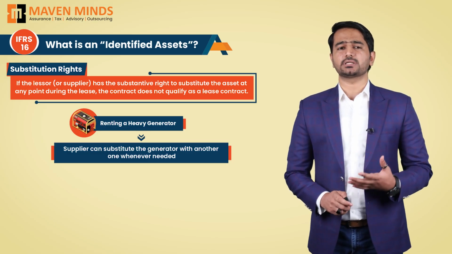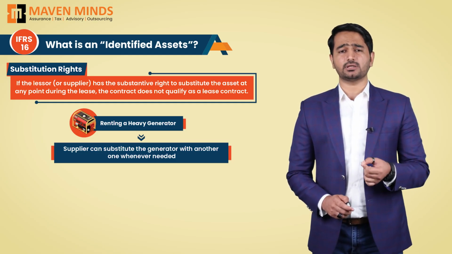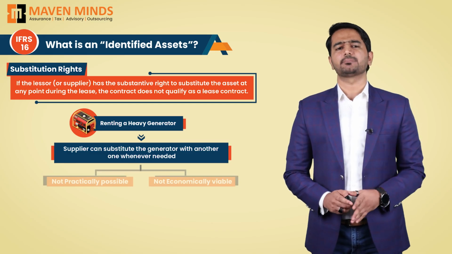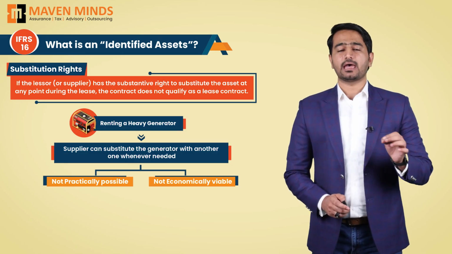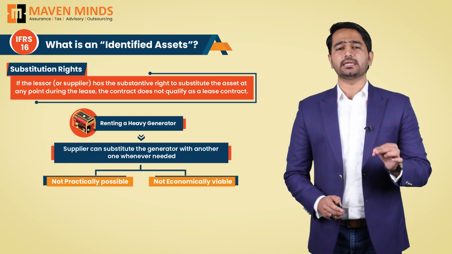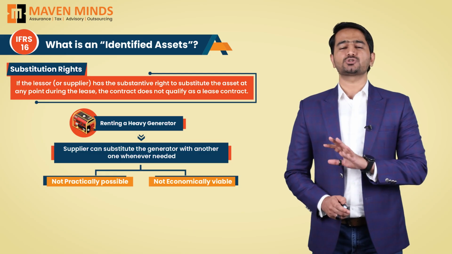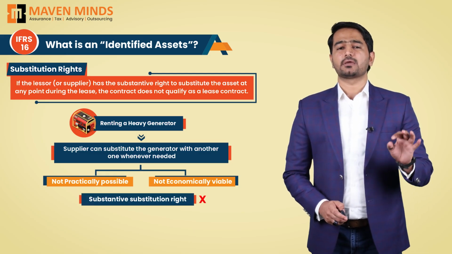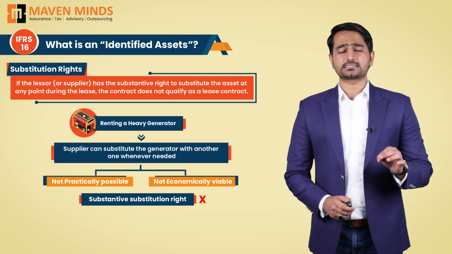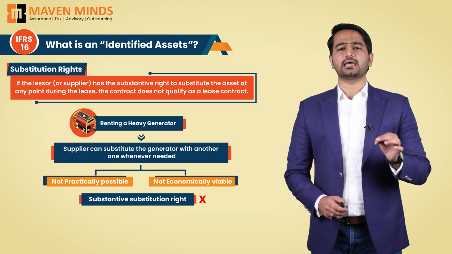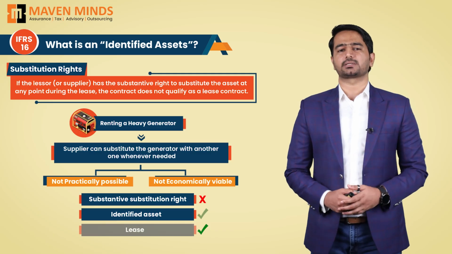But here the real question is, can the supplier practically replace a 10-ton generator on a regular basis? Not really. It's a big logistical task to move such a heavy asset, and the cost and time involved make it impractical. So while the supplier has the contractual right, it's not a substantial substitution right because it's not practical or economically feasible. And in this case, the generator would be considered an identified asset and the contract would be classified as a lease contract.